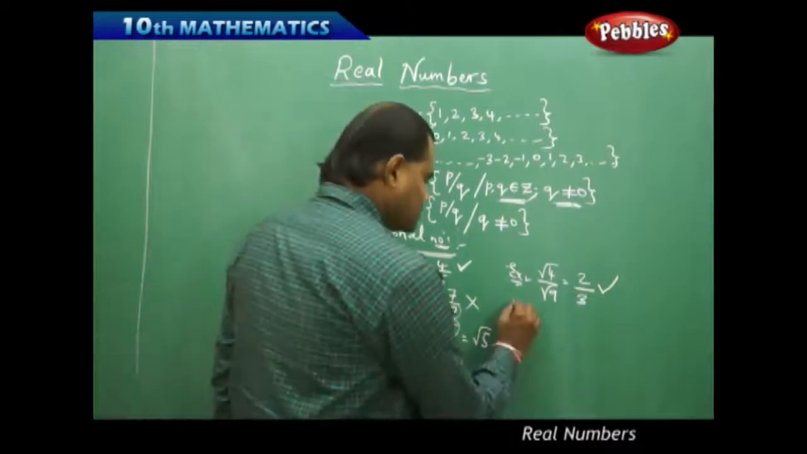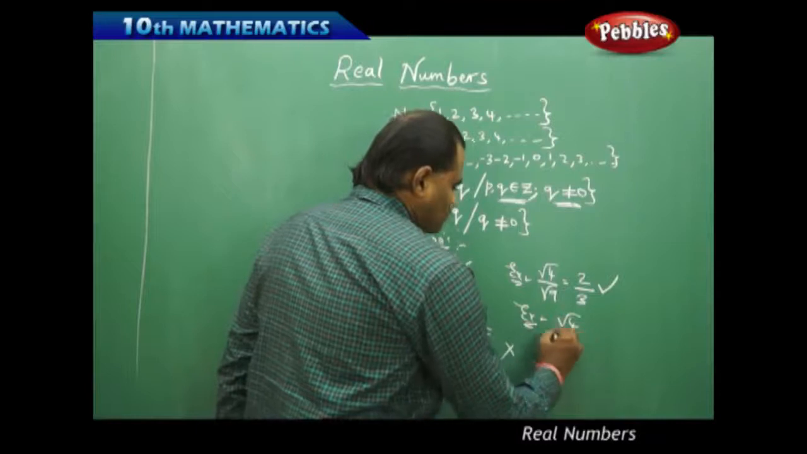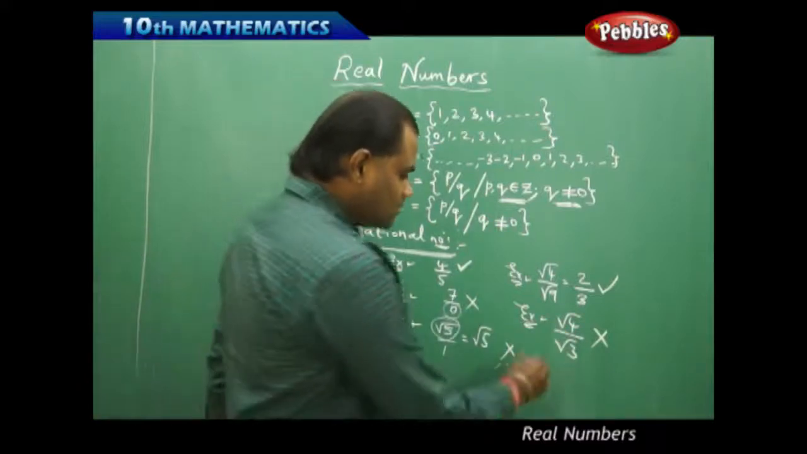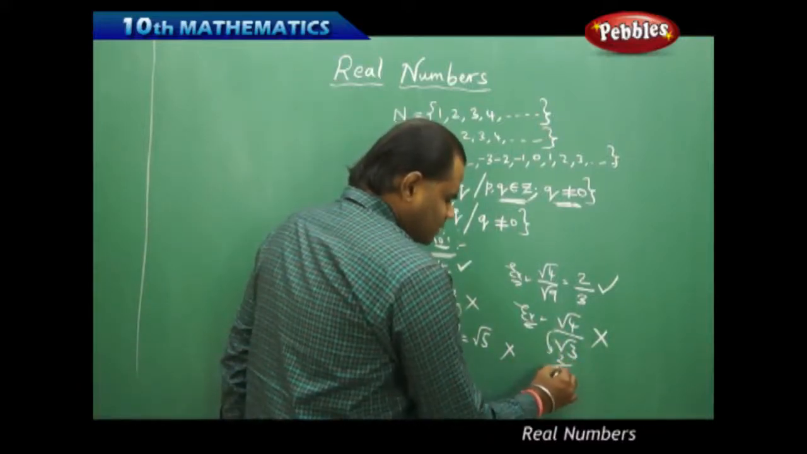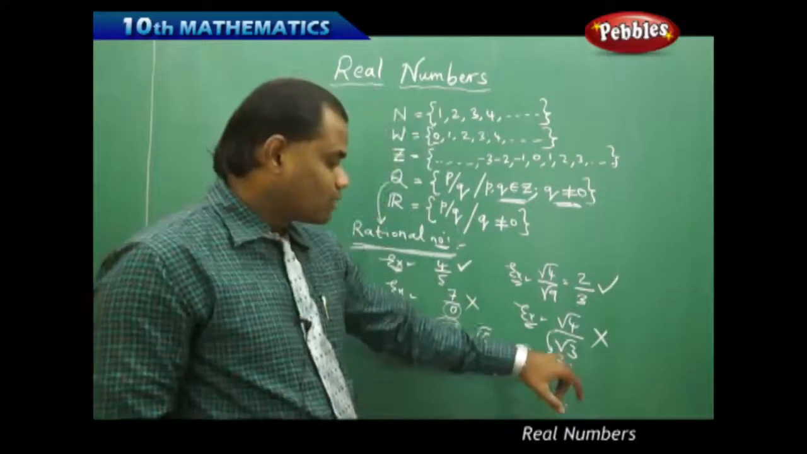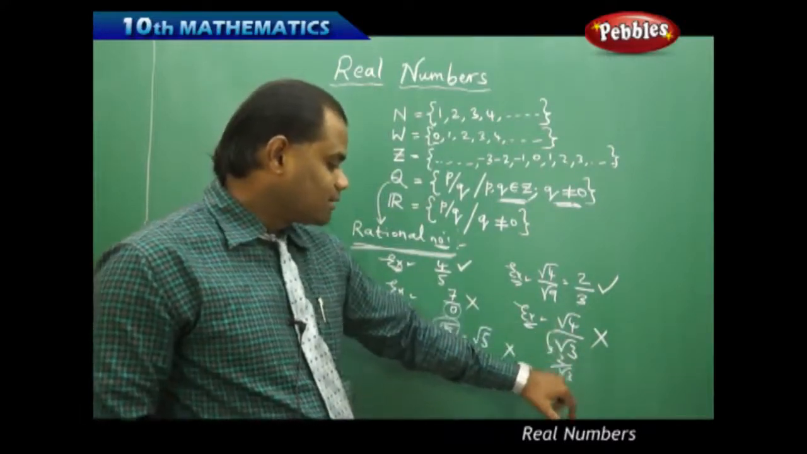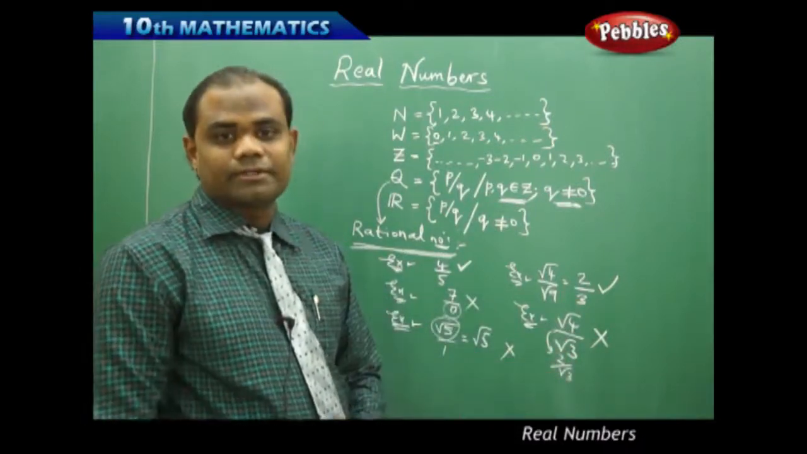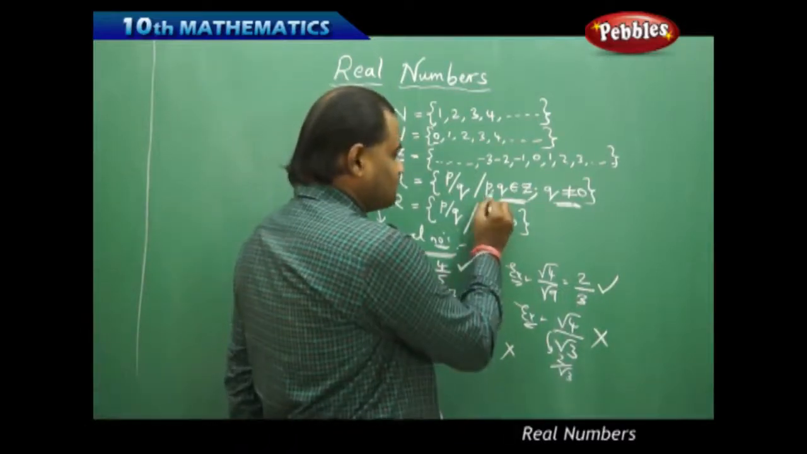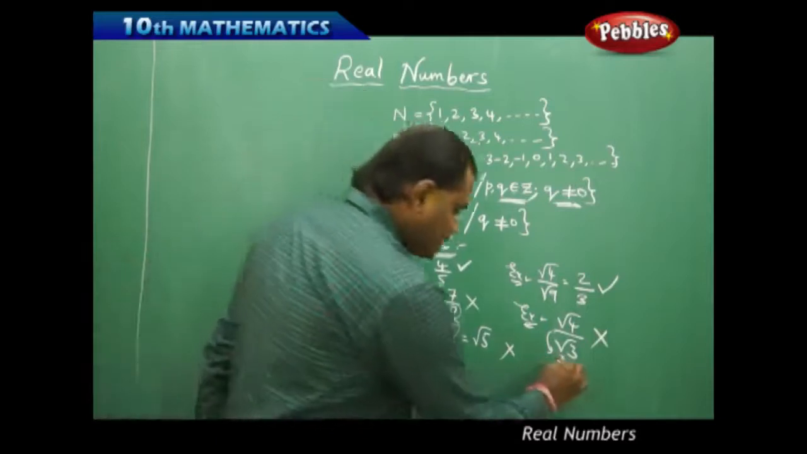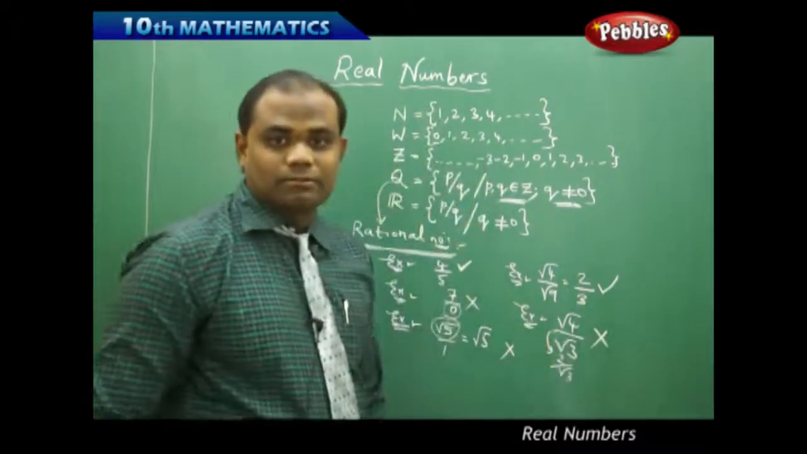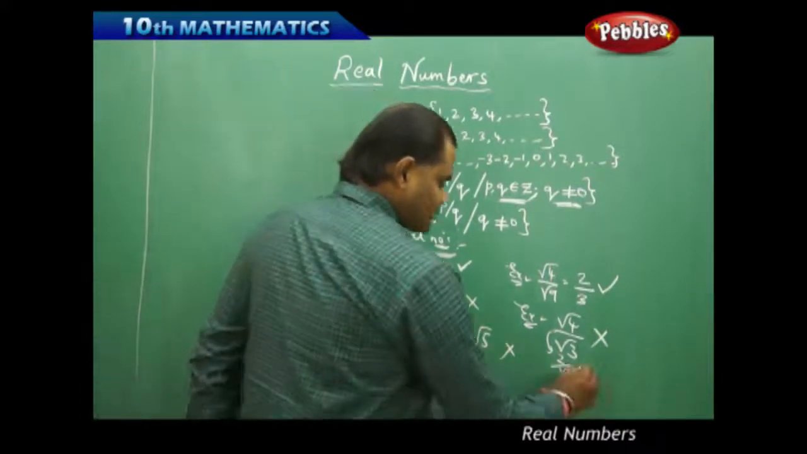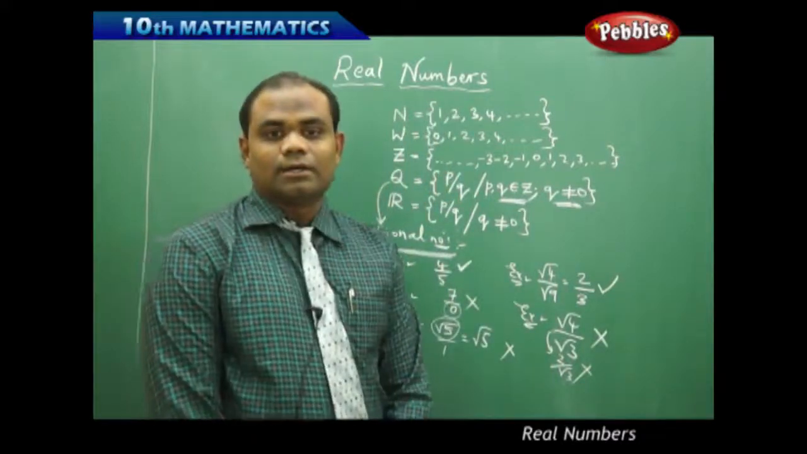But for the same problem, if I take it in the form root 4 over root 3, then this is not a rational number. I can simplify root 4 to 2, so it becomes 2 over root 3, because root 3 cannot be simplified further. This fails the condition of rational numbers, because the first condition says that p and q must be integers, but here p is an integer and q is not, because q is root 3. Root 3 cannot be an integer, and therefore this fails the condition of being a rational number.